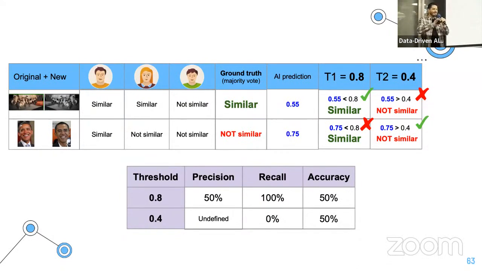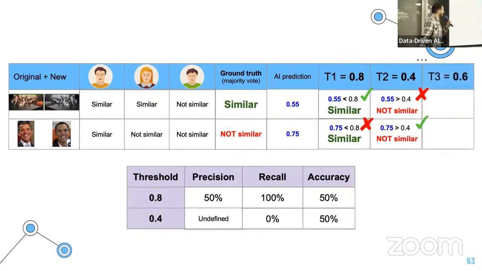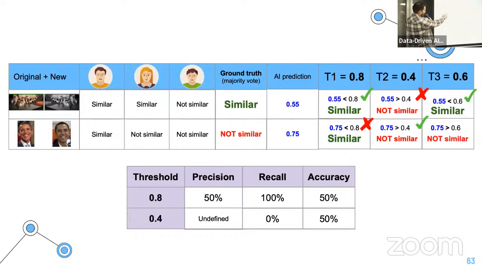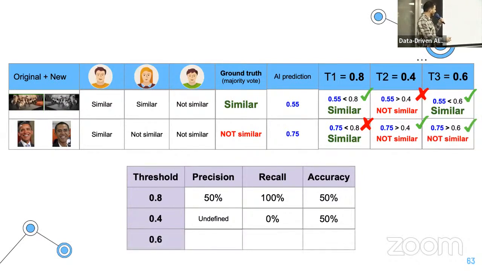All right, okay, last threshold, I promise. Let's hope we're gonna get it right this time. The third one is 0.6. 0.55 is smaller than 0.6, so we say similar. Is it the right answer? Yay. And the second one, 0.75 is higher than the threshold, so we say not similar. And this one is also equal to the ground truth, so this is also a correct answer. We're gonna put it in the table.